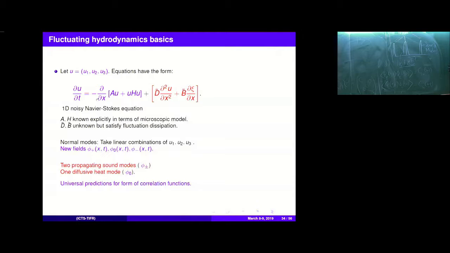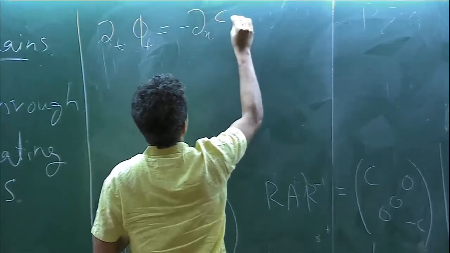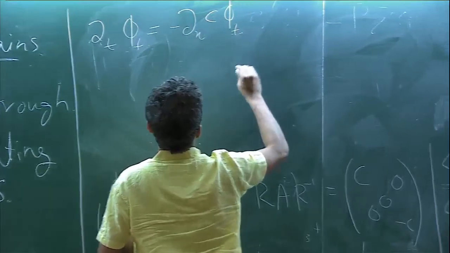Okay, so we have this linear equation. If you write equations for, let's say, phi plus, it basically looks like minus del x of c phi plus.